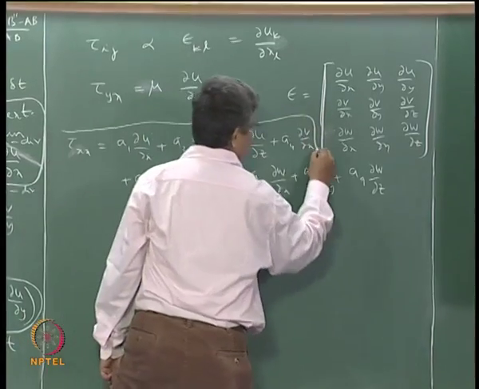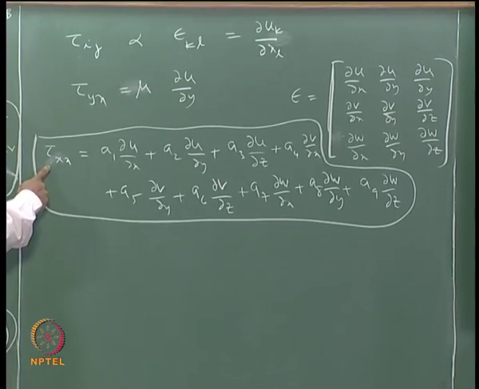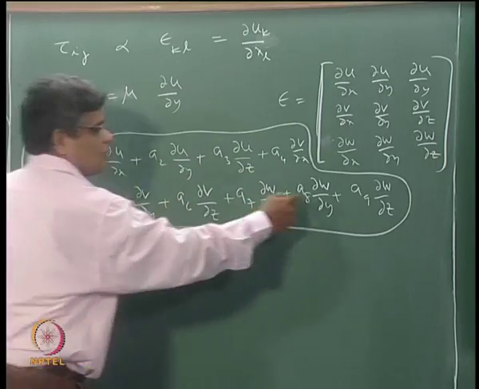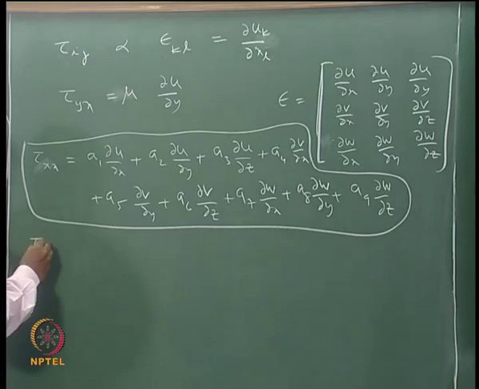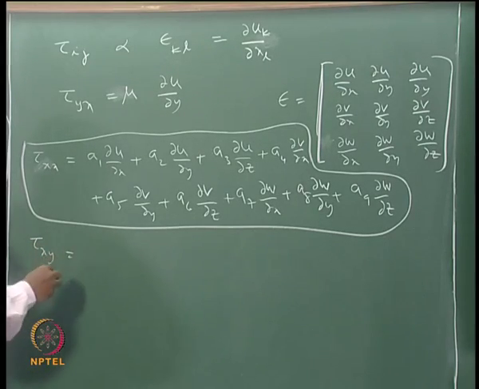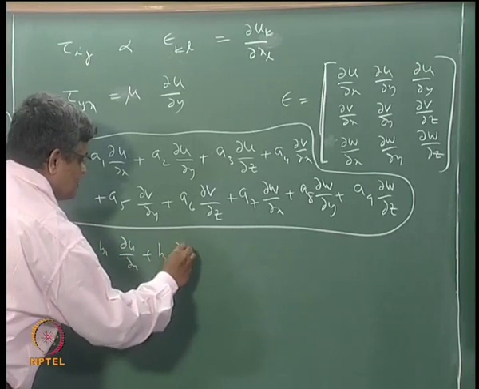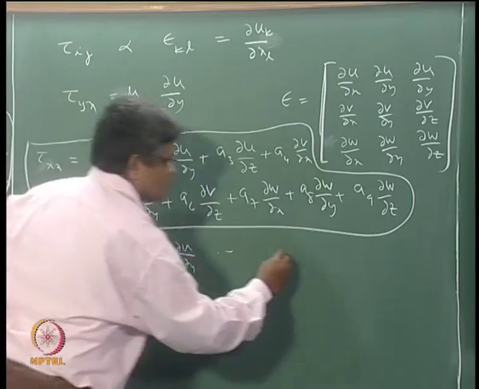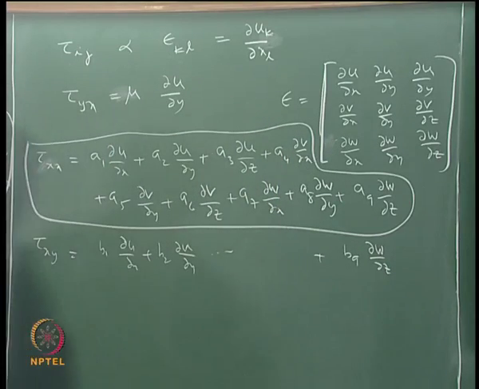This, I would say, is a general expression for this component being linearly proportional to all possible combinations of the strain rate tensor components, okay. And we should be similarly writing tau xy is equal to b1 times dou u by dou x plus b2 times dou u by dou y, and so on, plus b9 times dou w by dou z, and so on like this for all the 9 components of the stress tensor.